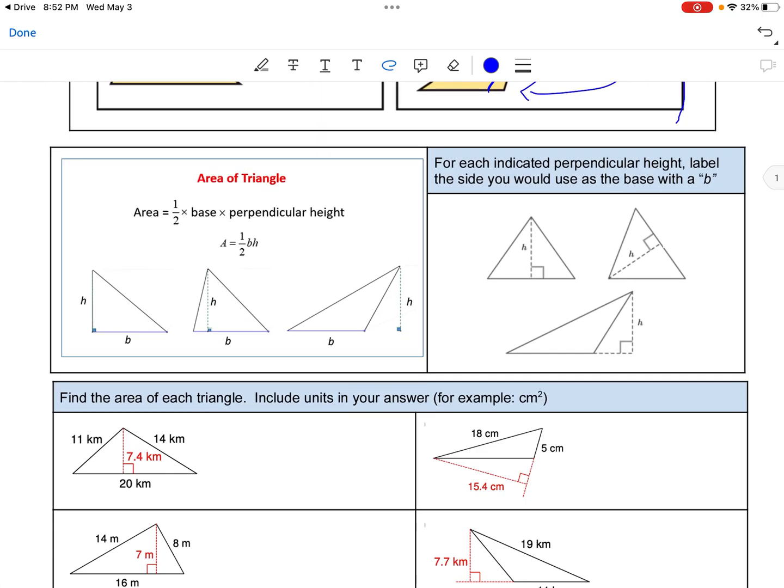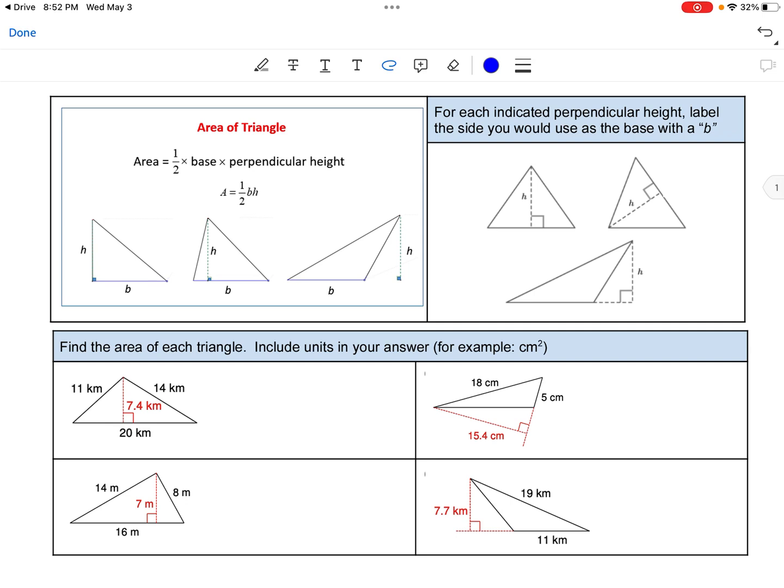Okay, a review of the area of a triangle. So to find the area of a triangle, you multiply 1/2 times the base times the perpendicular height. It is important that the height you use is perpendicular to the side that you use for the base. So in a right triangle, it's easy because you can use one side as the base and the other side of the right angle as the height. And then, of course, times 1/2.